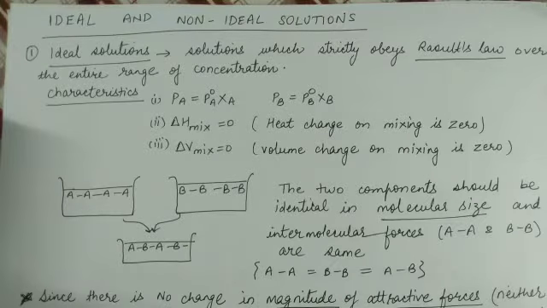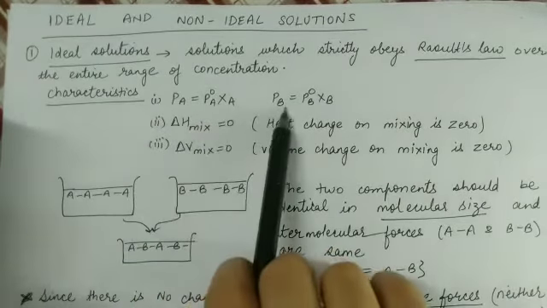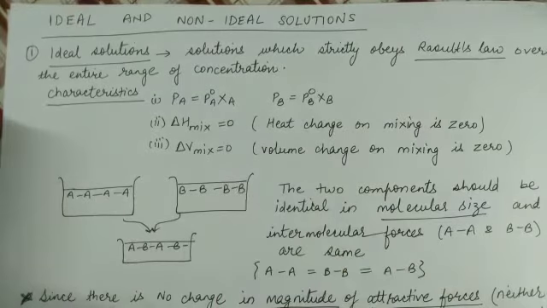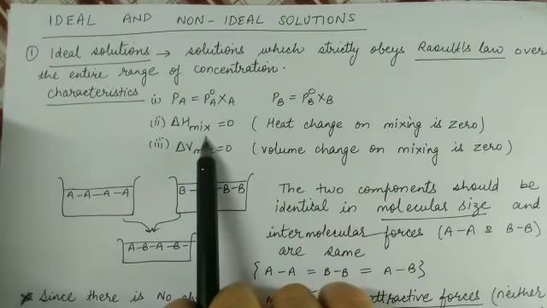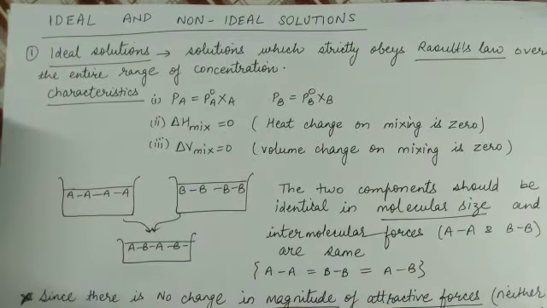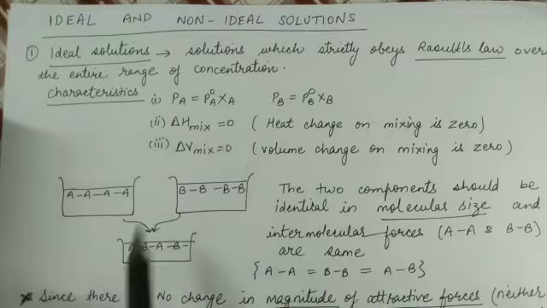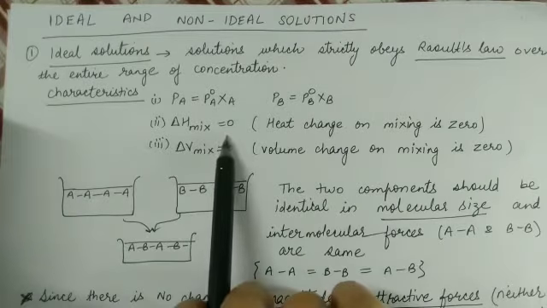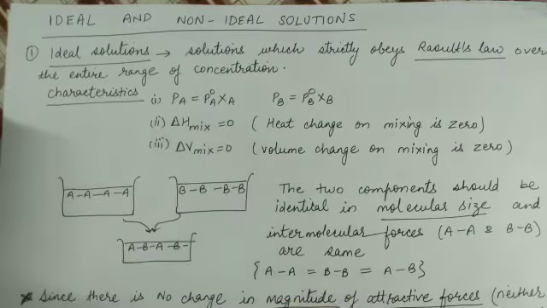Now, obeying Raoult's law means, what are the characteristics? PA should be equal to P naught A XA and PB should be equal to P naught B XB. The second important point is, for such solution, delta H mixing is 0. Now, what is the meaning of delta H? Delta H is the enthalpy change or heat change. So, on mixing, heat change is 0. Means when such solutions are formed, neither heat is absorbed nor heat is evolved.